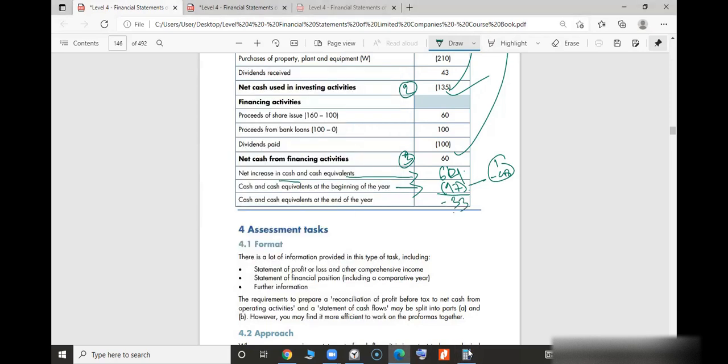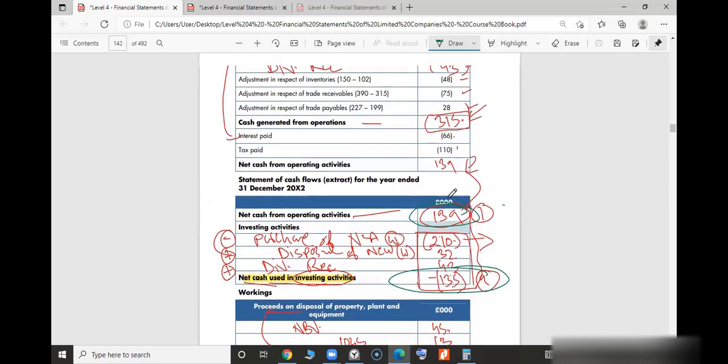Can you see it? How do you get the minus 33? Closing cash and cash equivalent. You see, I worked it out at the beginning, but I'd like to show you the workings again one more time. Then you can dance.